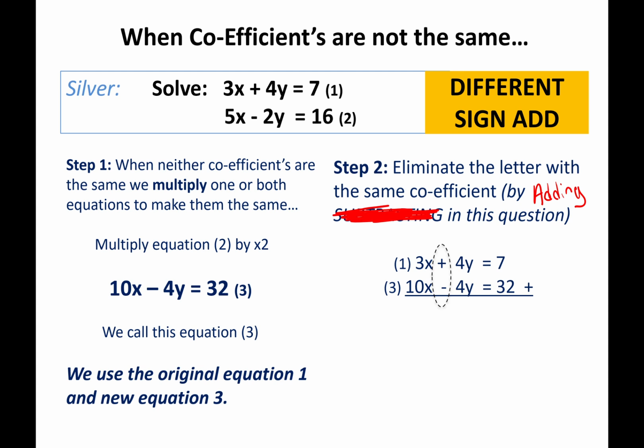3x plus 10x gives us 13x. Plus 4y minus 4y cancel. 7 plus 32 gives us 39. We now want to solve for x. To do this, we divide by the number in front of the x. So we divide both sides by 13. And 39 divided by 13 leaves us with 3. X is equal to 3.